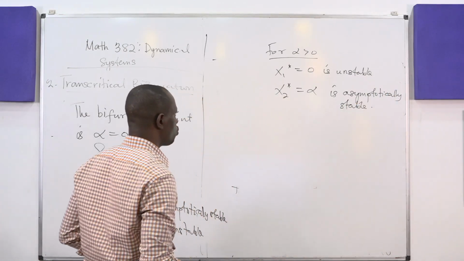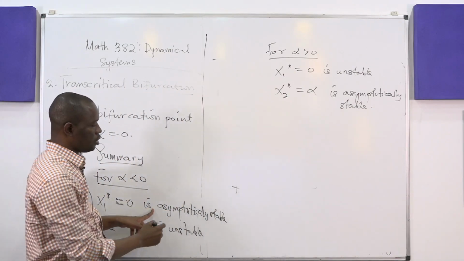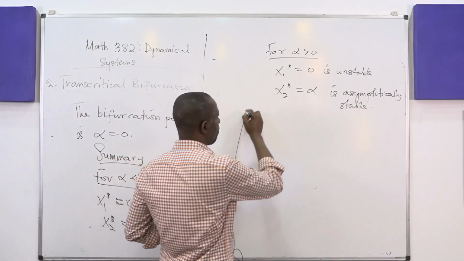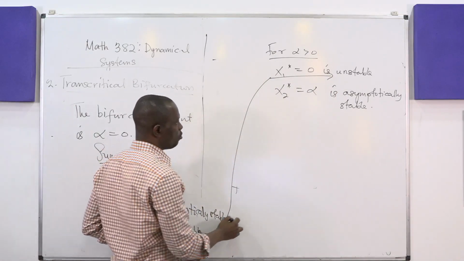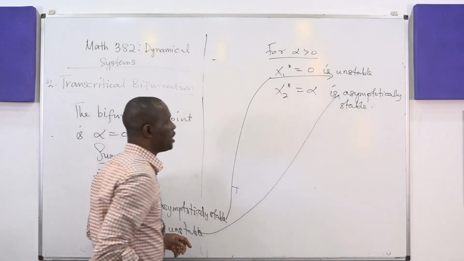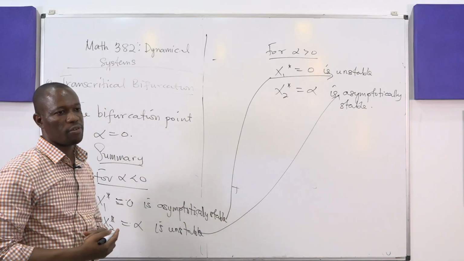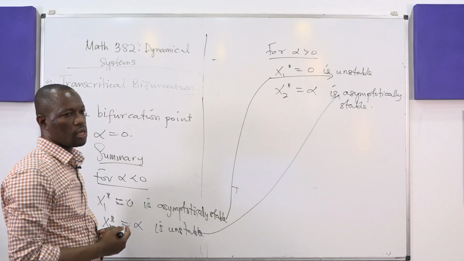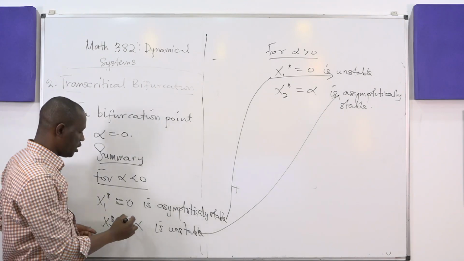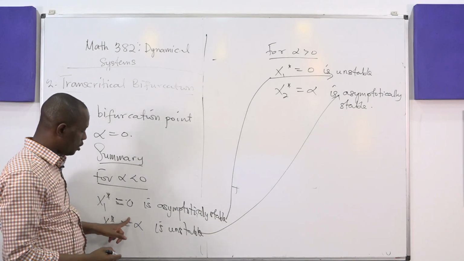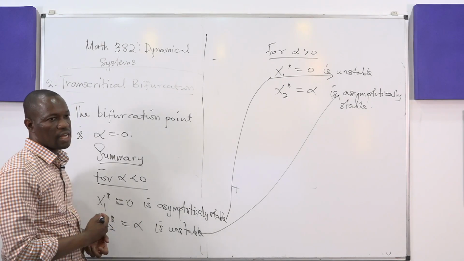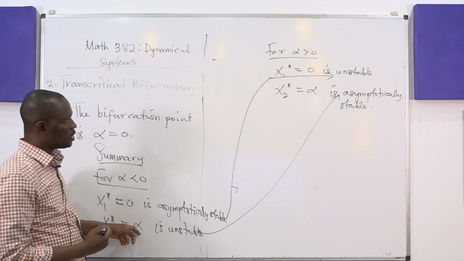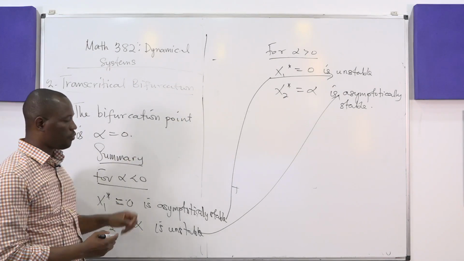You get it? So look at this. There's a switch from stable to unstable, and here from unstable to stable. So we say that it undergoes a transcritical bifurcation. Is that okay? Or even if you put a negative here, because for the fixed point, it becomes a negative when you have a negative axis. So this is the non-zero fixed point, and this is the 0 fixed point.